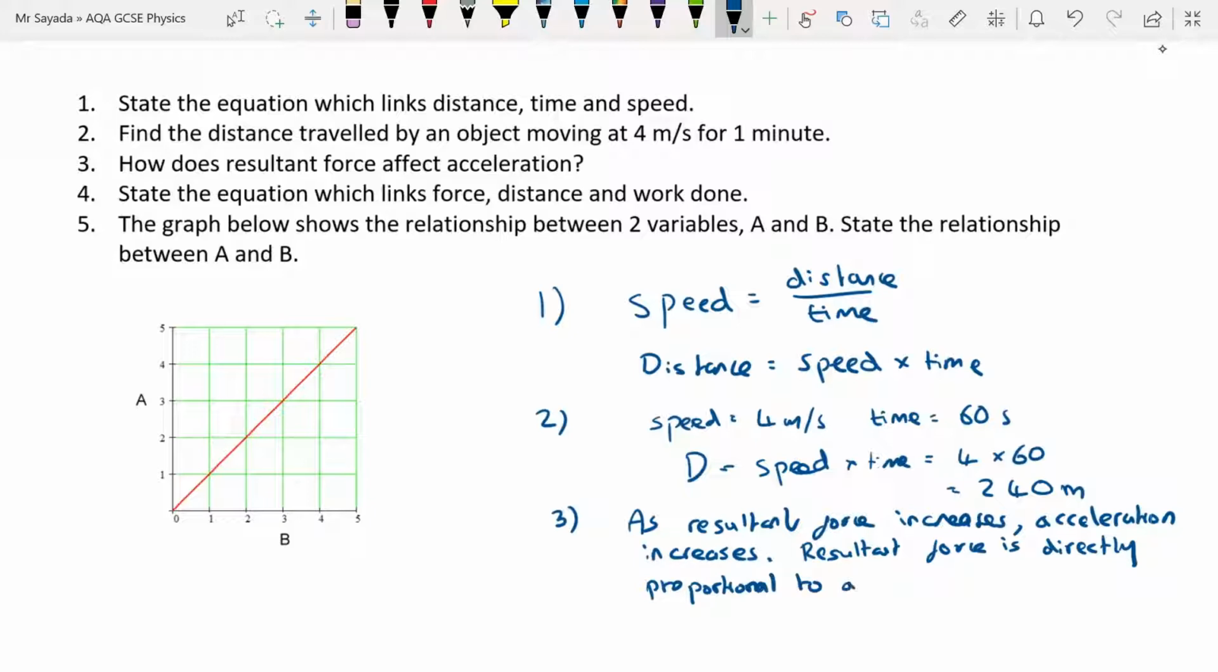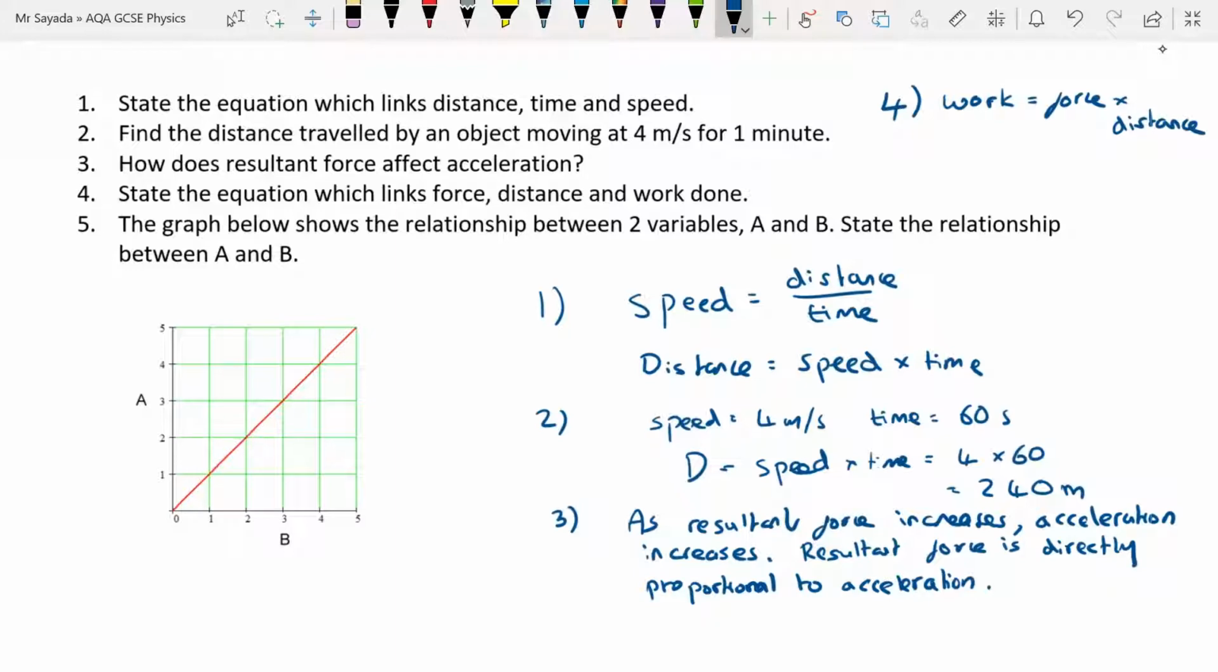So that doesn't just mean that when resultant force increases, acceleration increases. It actually means when resultant force doubles, the acceleration doubles. If the resultant force were to divide by 4, the acceleration would also divide by 4. The equation which links force, distance, and work done, I'm going to do up here. So the equation is work done equals force times distance.